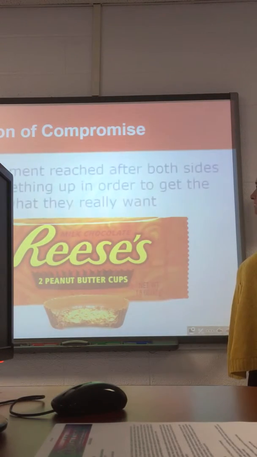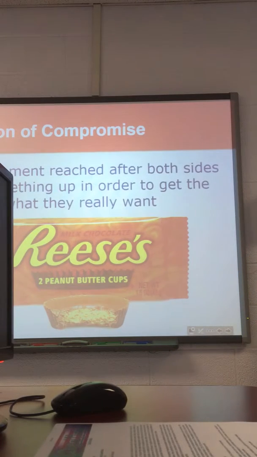Definition of compromise: it's an agreement reached after both sides give something up in order to get the most of what they really want. Sort of like chocolate and peanut butter, they go together, right? Like a Reese's. Who doesn't like a Reese's?